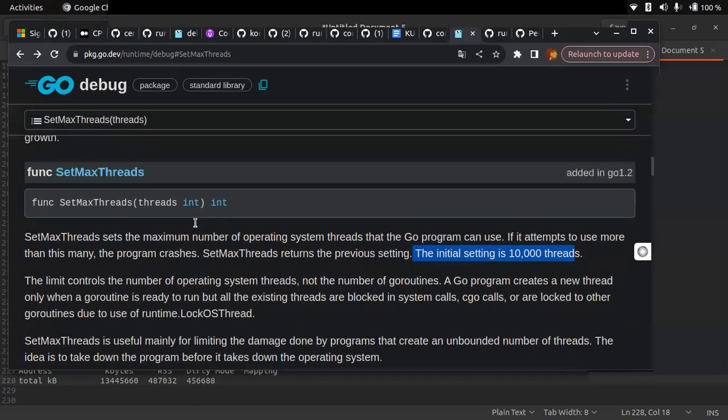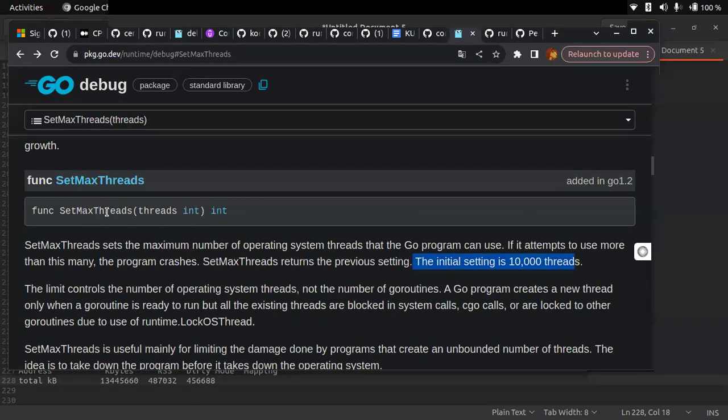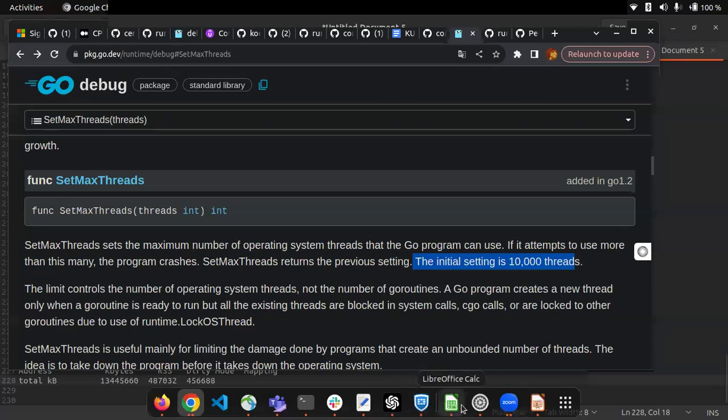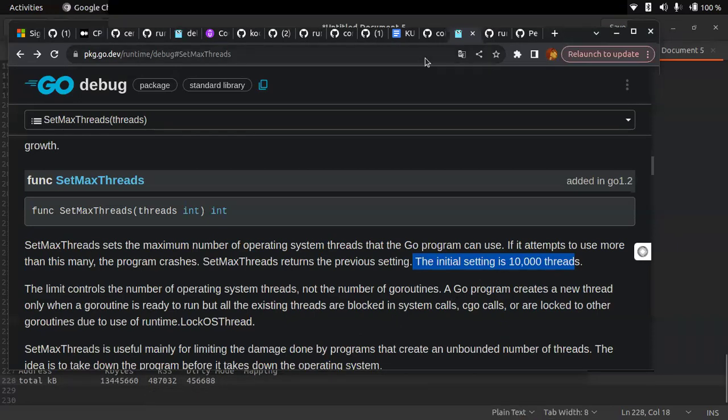So this is the function. Does anyone know something? I can give a link to an issue also. There was an issue raised related to Go. Let me provide a link to the issue.